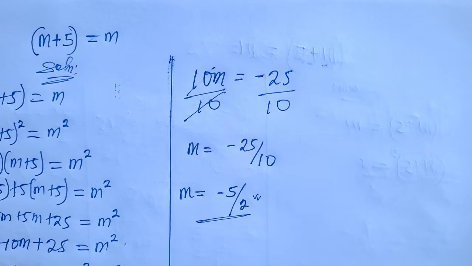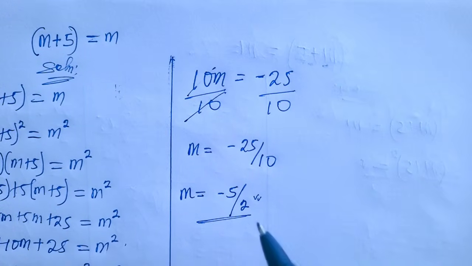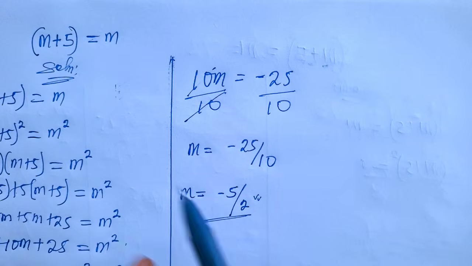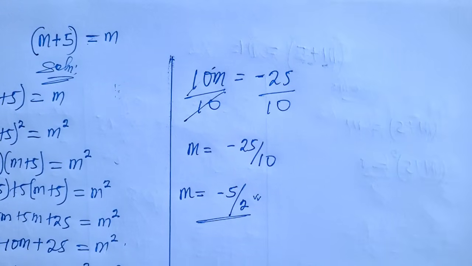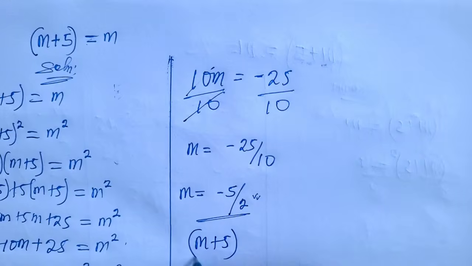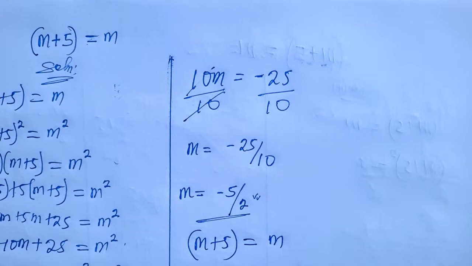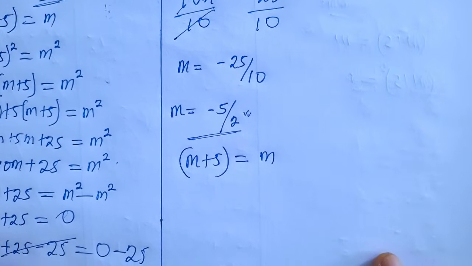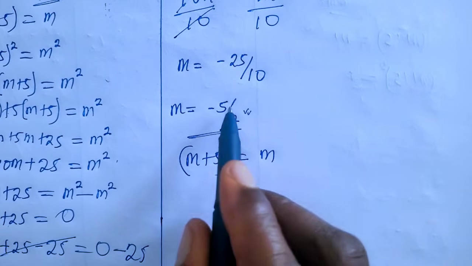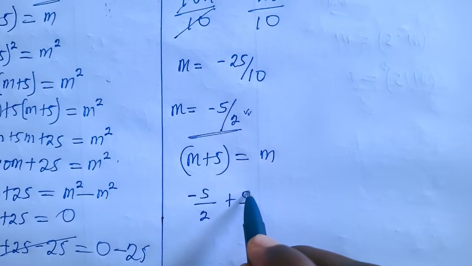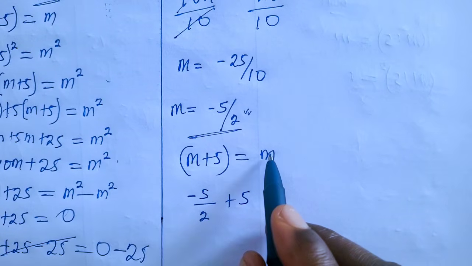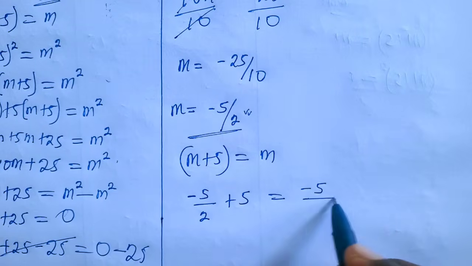Now let us cross-check to see if this value of m satisfies the given equation, and from there we will know whether this problem has a solution or not. We substitute this value into the equation √(m+5) = m. Substituting, we have √(−5/2 + 5) equals m, which is −5/2.